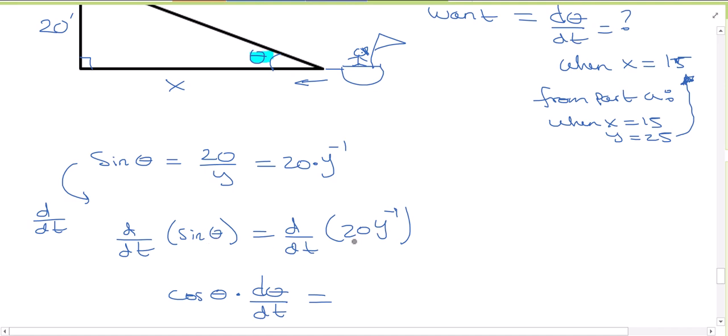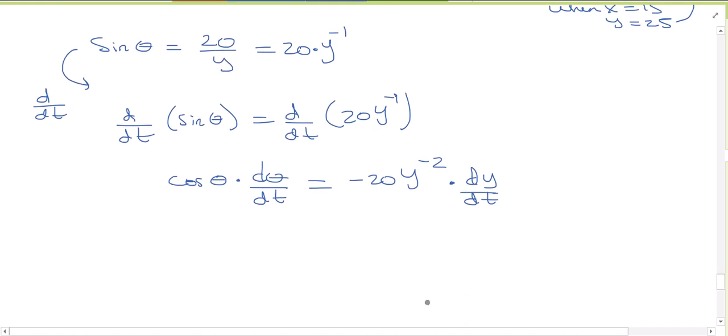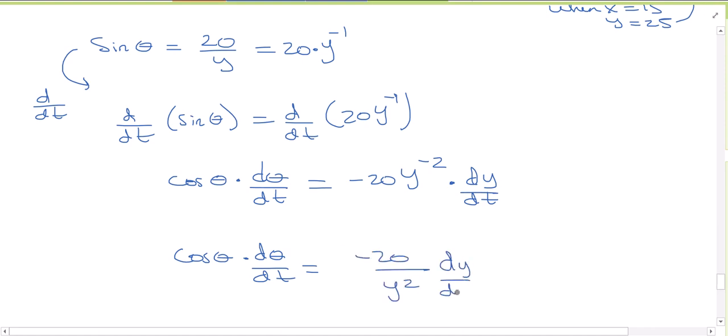And so here, the derivative of this is going to be, bring the negative 1 down, general power rule, so minus 20 y to the minus 2, then by the chain rule, dy dt, because y is a function of t. So that's where our negative comes in. So I have cosine of theta times d theta dt equals negative 20 over y squared times dy dt.